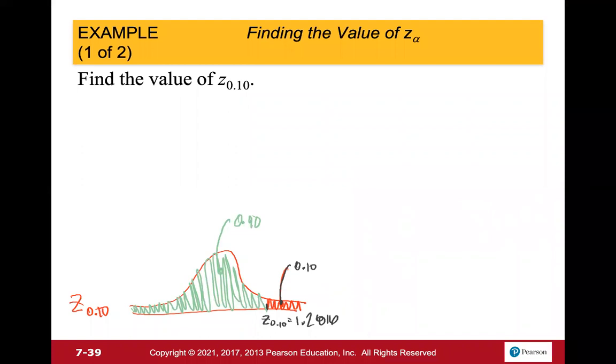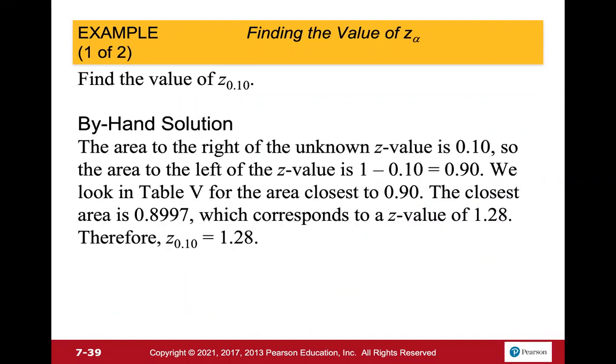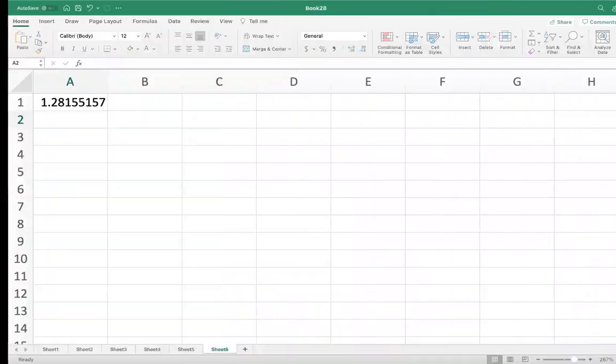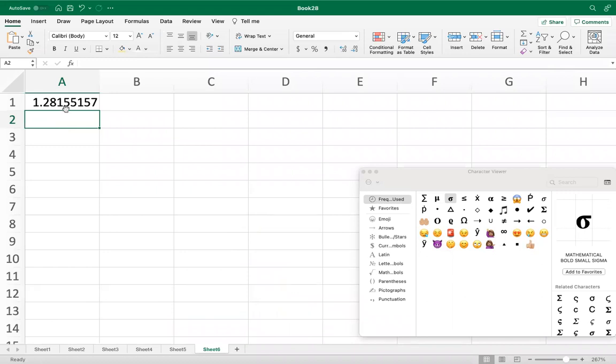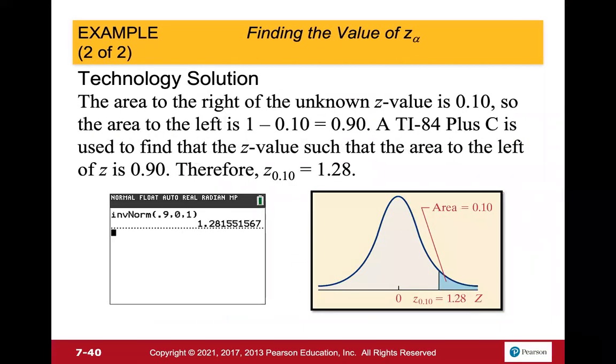And let's see what they got. So by hand, they found all of this. So an area of 1.28, we got 1.281. All right, I'll give it to them. And they typed it into their calculator, and this is what they got. Cool, again. And that's our slideshow.